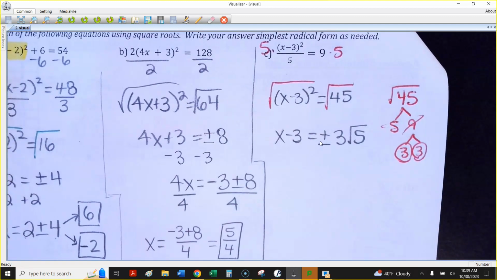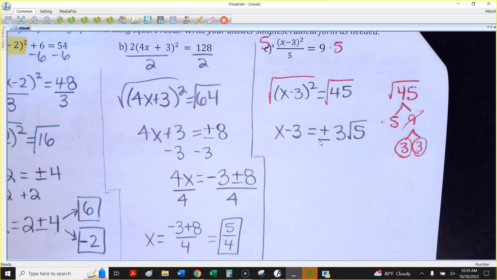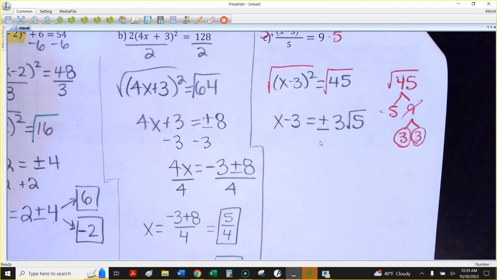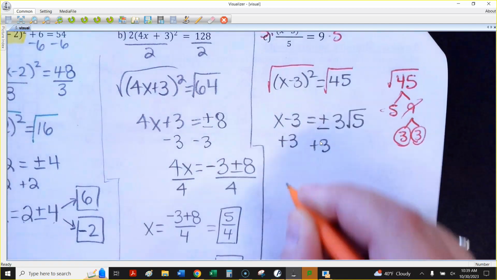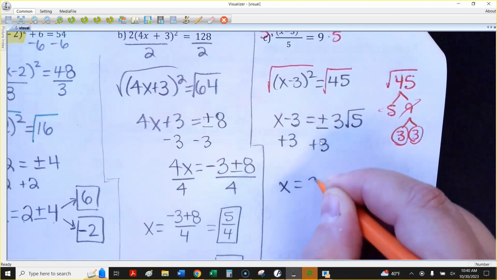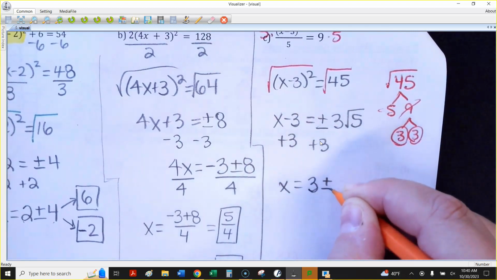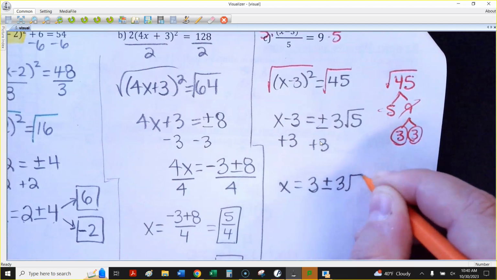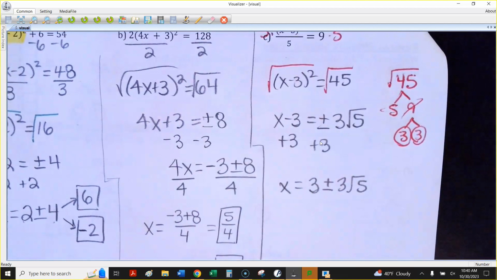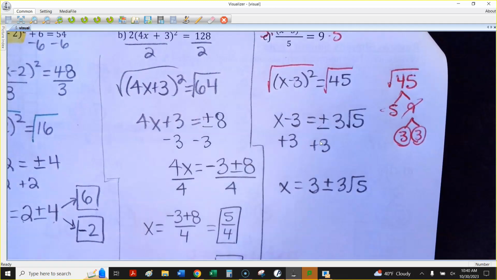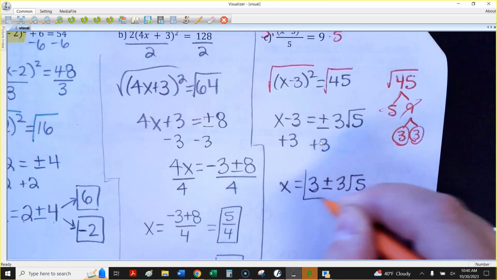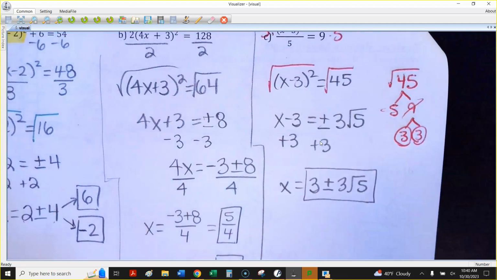Now, this is going to look different than the last 2 questions, but I'm still going to get x alone. I'm going to need to add this 3 to the other side here. So I'd have x equals 3 plus or minus 3 radical 5. Now, the only difference here, you cannot actually add 3 to 3 radical 5. They're not like terms. So this is 2 separate answers here, but this is just how you would leave it, because you can't actually combine those. That radical 5 kind of screws everything up.